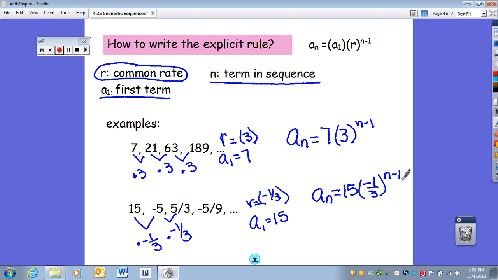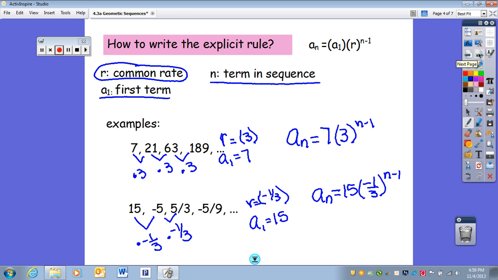The reason we do the n minus 1 power is because when you take your first term and put in a 1, 1 minus 1 is 0. Any number to the 0 power is 1. So your first term times 1 will actually give you your first term, which is 7 in that particular case.